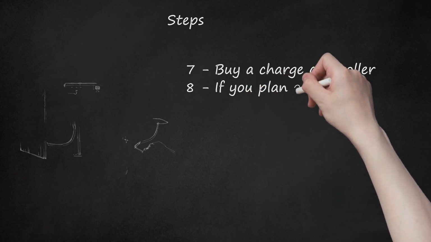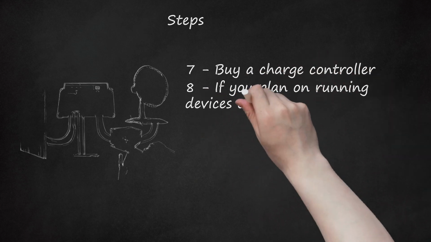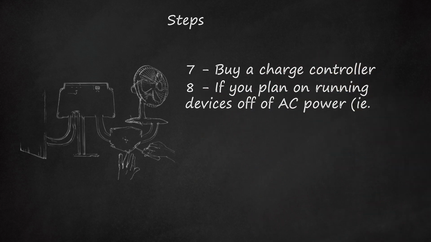8. Buy an inverter. If you plan on running devices off of AC power, i.e., use normal wall plugs, you will also need an inverter. There are broadly two types of inverters, modified sine wave and pure sine wave. Pure sine wave inverters give you power that is closer to city power, but these inverters tend to be more expensive, $150 plus for a 600W inverter.